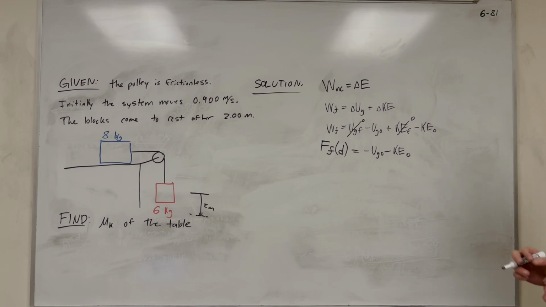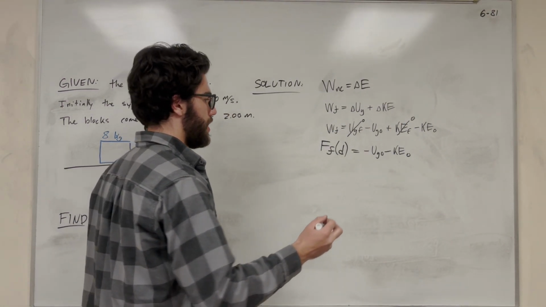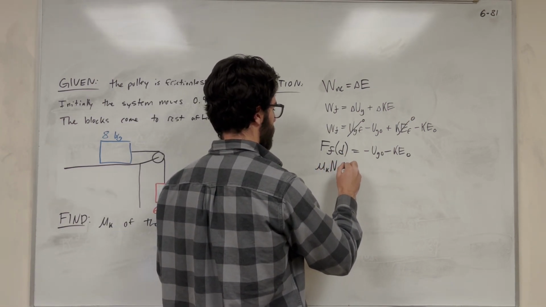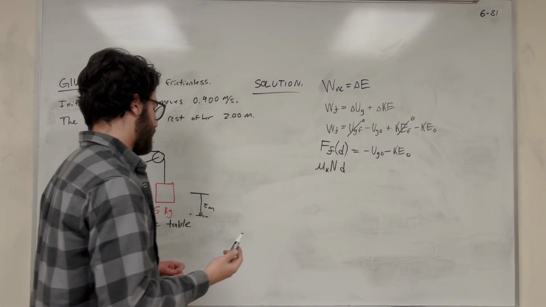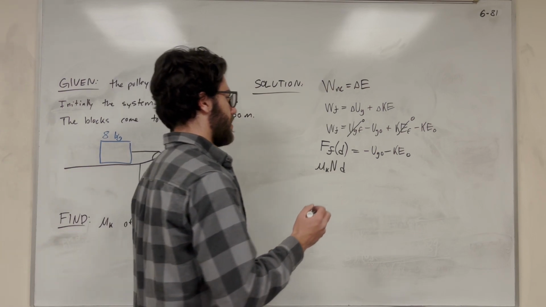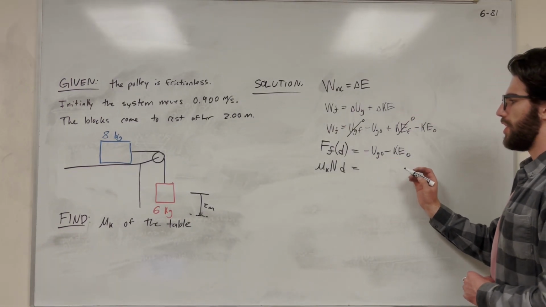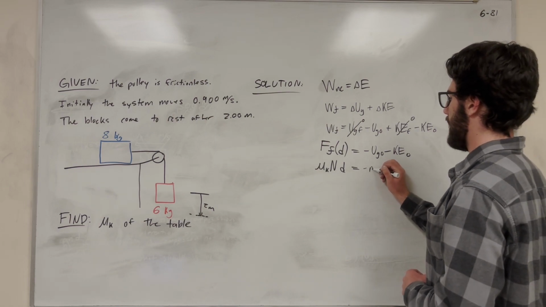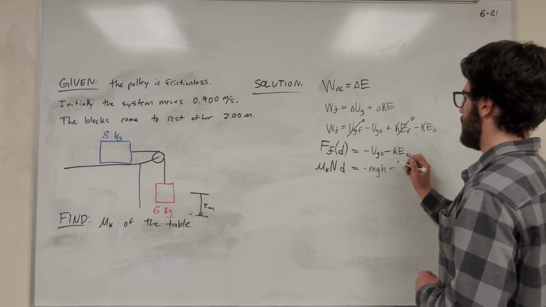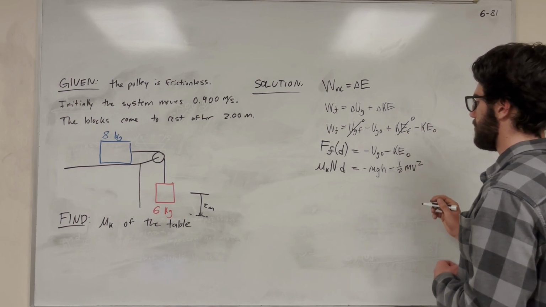Okay, so let's move on. We know that force of friction is equal to coefficient of kinetic friction times normal force, so this can be replaced with that. And finally, we have our variable, coefficient of kinetic friction. So let's set that equal to what we have here. Gravitational potential energy is going to be negative mass, gravity, height. And kinetic energy is going to be 1/2 mass velocity squared.